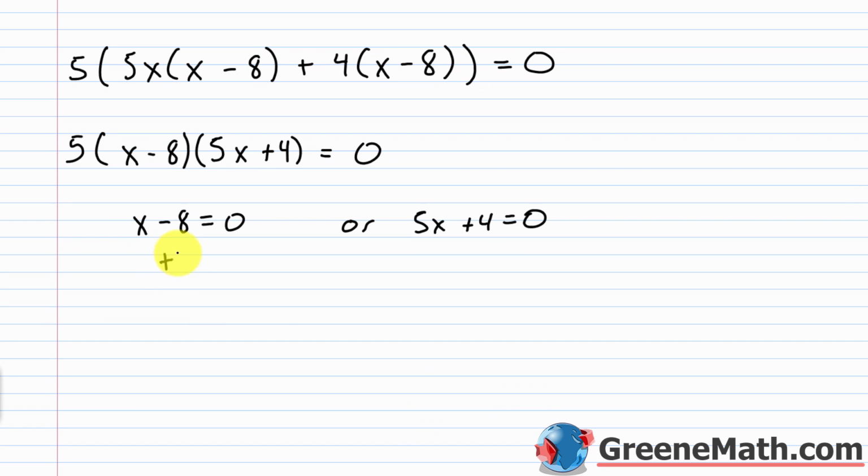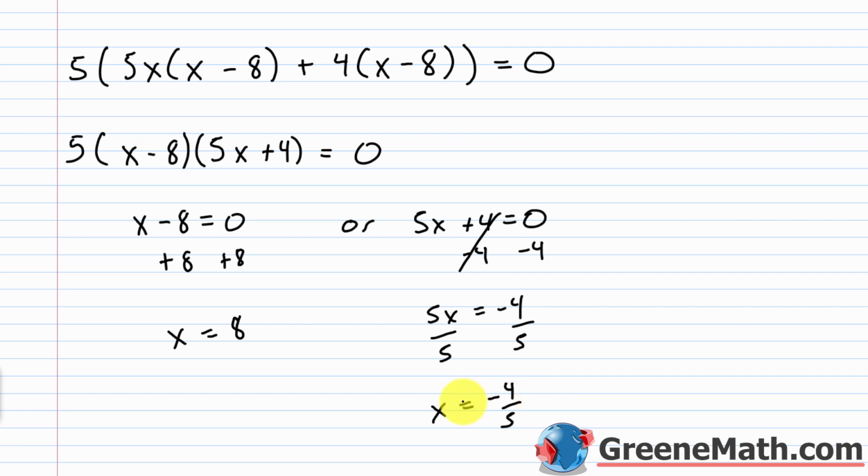So for this one, I just solve by adding 8 to each side of the equation, and I'll get x is equal to 8. Very, very simple. For this one, I'll subtract 4 away from each side. I'll get 5x is equal to negative 4. Divide both sides of the equation by 5, and I'll get x is equal to negative 4/5. So you get x is equal to 8, or x is equal to negative 4/5.